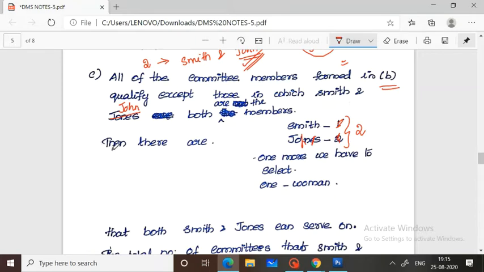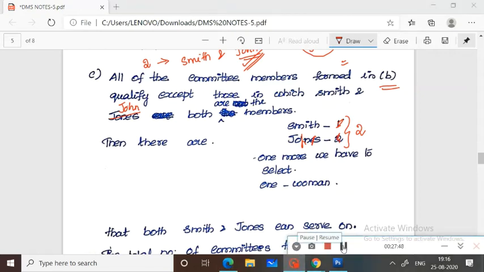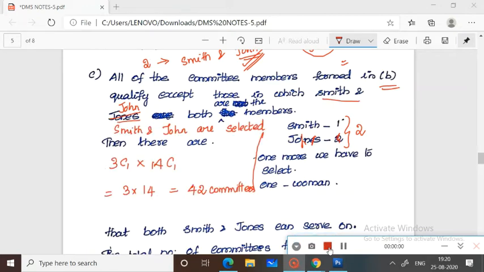How will you select this? That means n, that means 3C1 into, how will you select the numbers? 3C1 into. Now Smith and John is already selected.